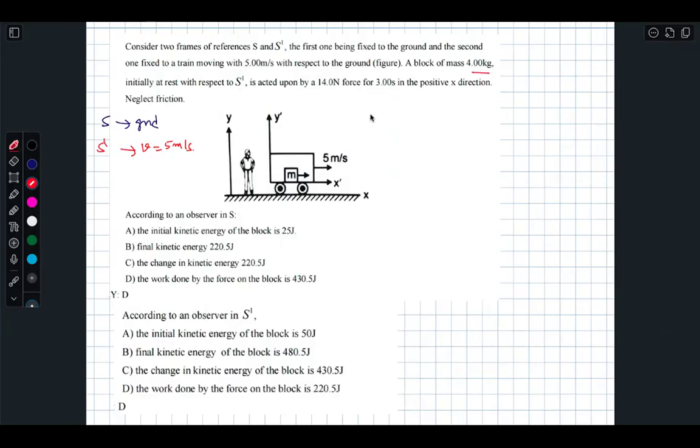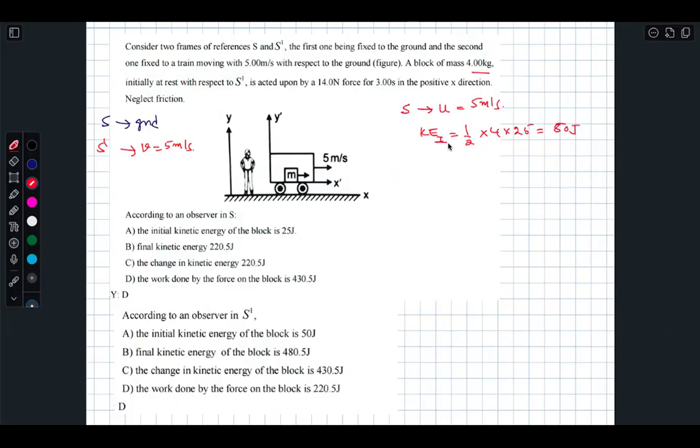Neglect. According to observer S, he is having an initial speed of 5 meters per second. Means actually it is having a speed of 5 meters per second. So he is having an initial kinetic energy of half into mass 4 kg into 25, which is nothing but 50 joules. That is the initial KE.